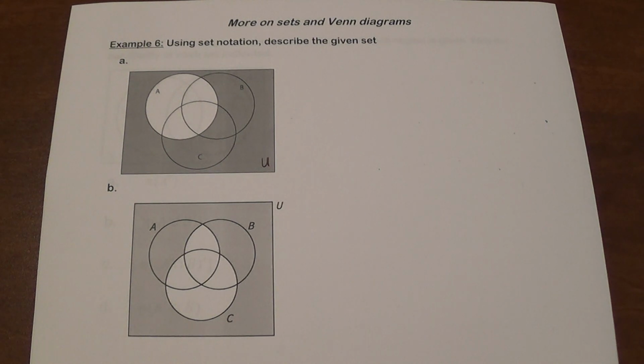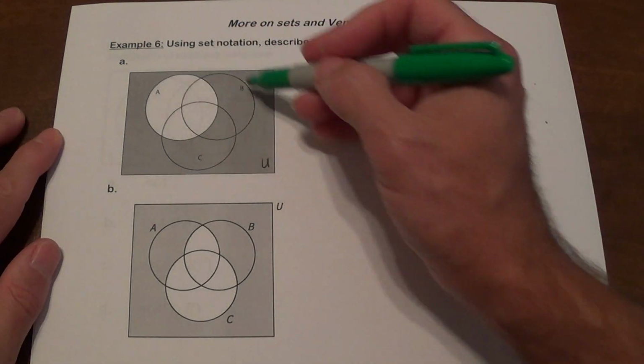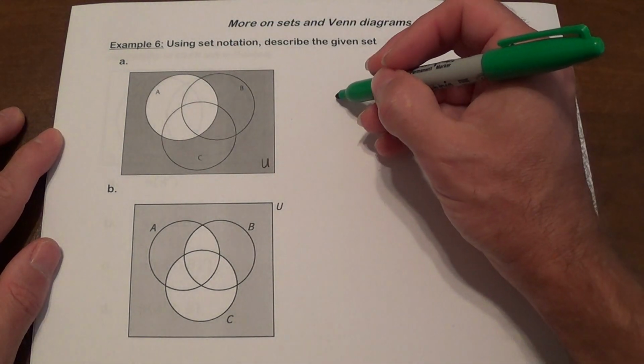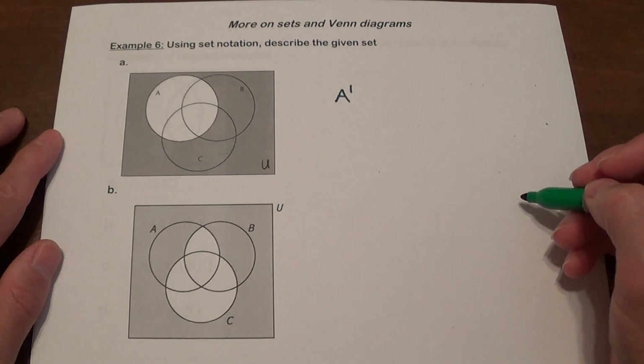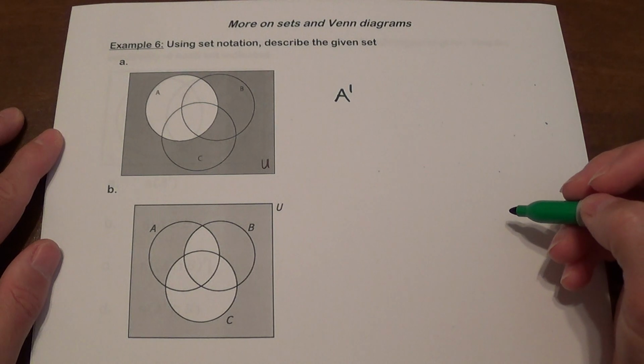Alright, so now we have to use set notation to describe each given set. I think example A is easy. What we have shaded here is everything outside of A. This is the complement of A. Right? What about B? Well, let's see.